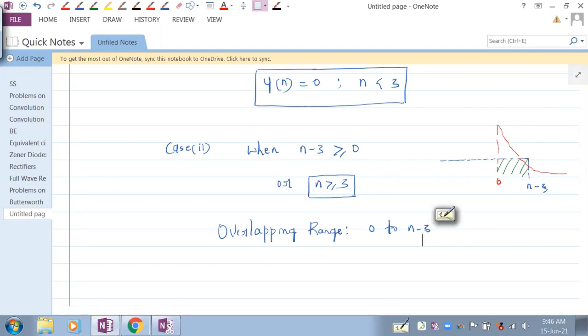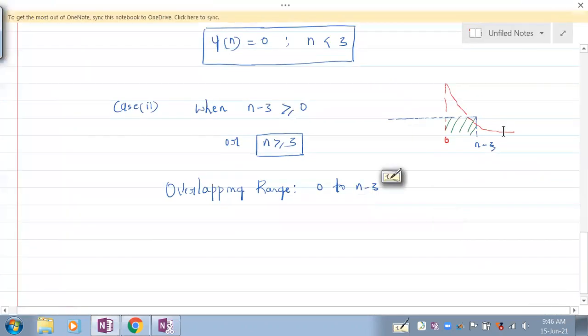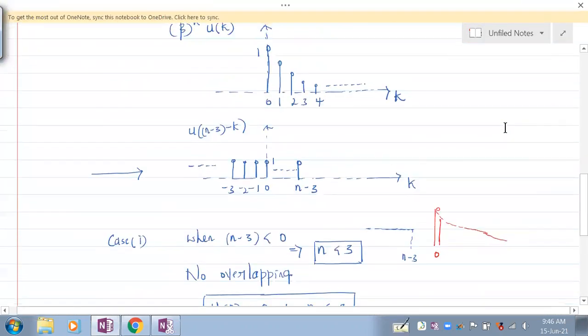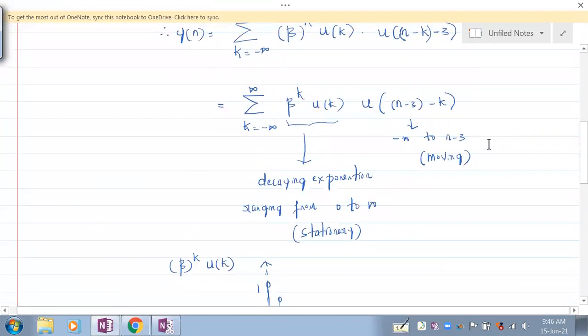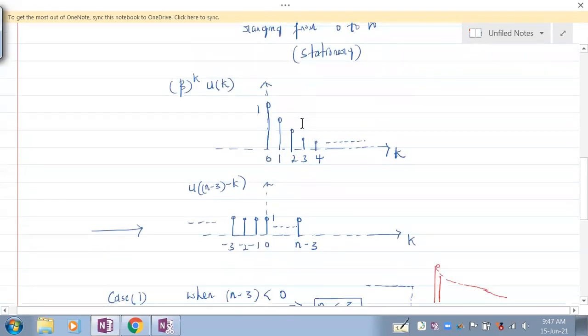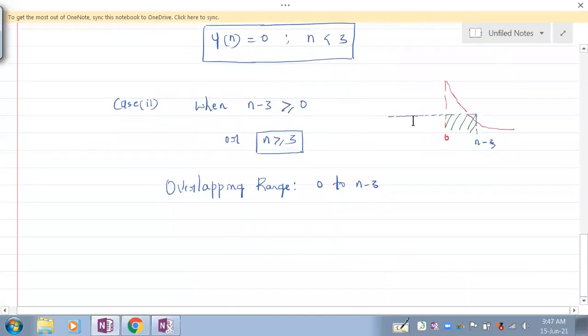Understand that? Now, when it is 0 to n minus 3, your equation 1 becomes what? Here is your equation 1. Let's call this equation number 1, everybody just mark this as equation number 1. This is y of n. So equation number 1 implies what? This beta power k is beta power k, but this u of k would be 1 and this is also 1. These two are 1, but this would be beta power k. Understand that? So that is what is happening.